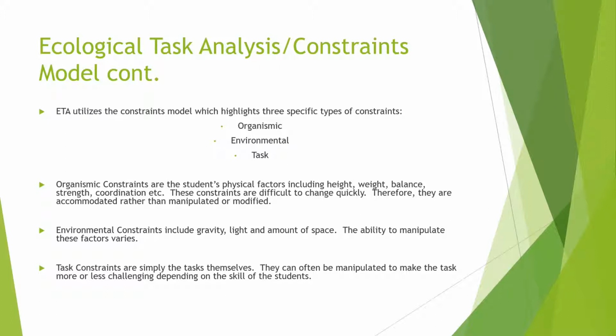Environmental constraints include gravity, light, and the amount of space. The ability to manipulate these factors varies. For example, are you inside or outside? Task constraints are simply the tasks themselves. They can often be manipulated to make the task more or less challenging depending on the skill of the students.